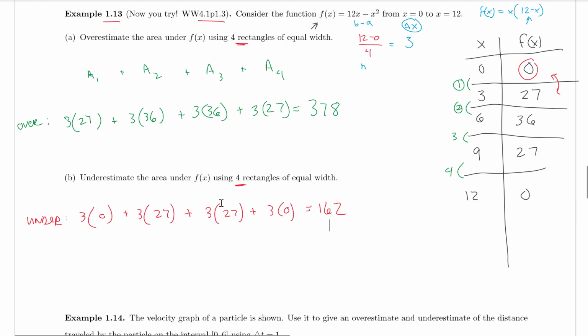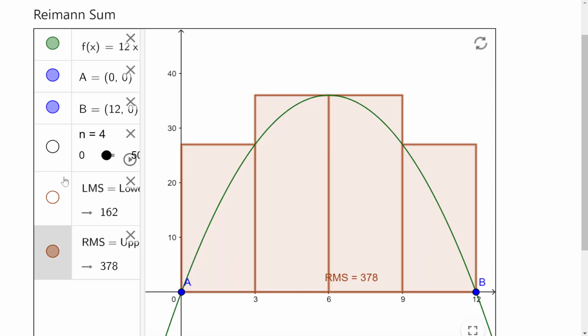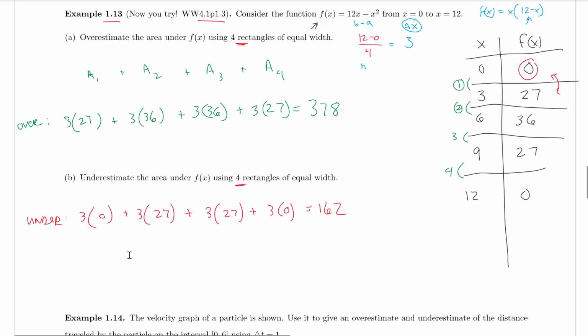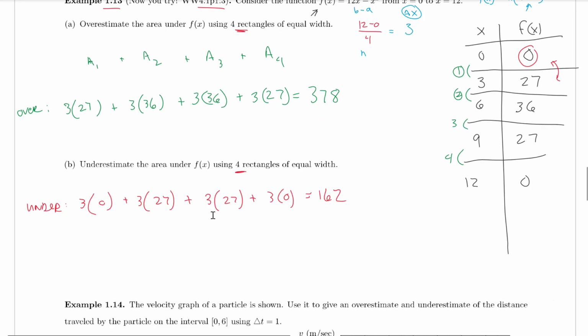And now let's take a look at that on that GeoGebra graph again. And so if we switch from the overestimate to the underestimate here, we have a 0 height on the left and a 0 height on the right. And then we have our two height 27 rectangles, 27 left endpoint here, 27 right endpoint here, and that matches our work. So you can go and take a second and jot down those notes. And then let's go ahead and move on to the next problem.